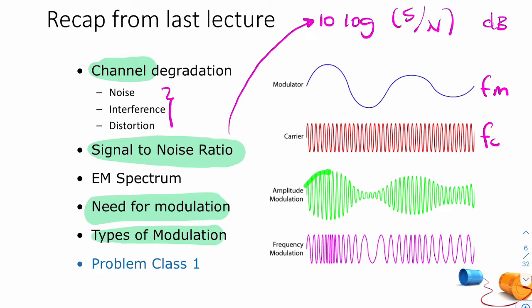So that encoding could be in the amplitude of the carrier, or it could be in the frequency of the carrier. So if we encode the message into the amplitude, we call it amplitude modulation. If we encode it within the frequency, we call it frequency modulation. There's also something called phase modulation, which looks very similar. And amplitude modulation comes in 4 or 5 different variants, which we'll introduce in the coming weeks.